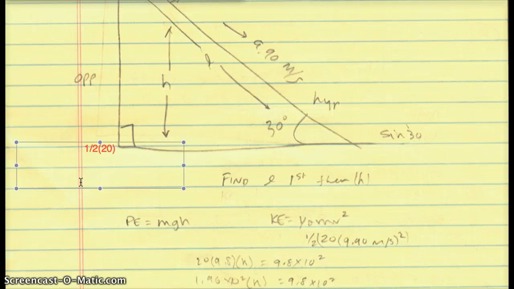So half of 20 kilograms multiplied by 9.90 squared. This is your velocity squared, and you set that equal to your potential energy, which is your 20 kilograms, again, multiplied by 9.8, multiplied by your height, which is an unknown. That's what we're trying to find for part A. So you can solve it this way and simplify down to get height.